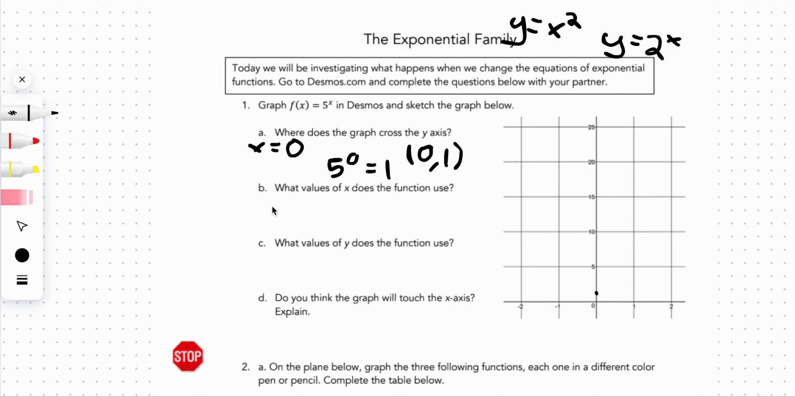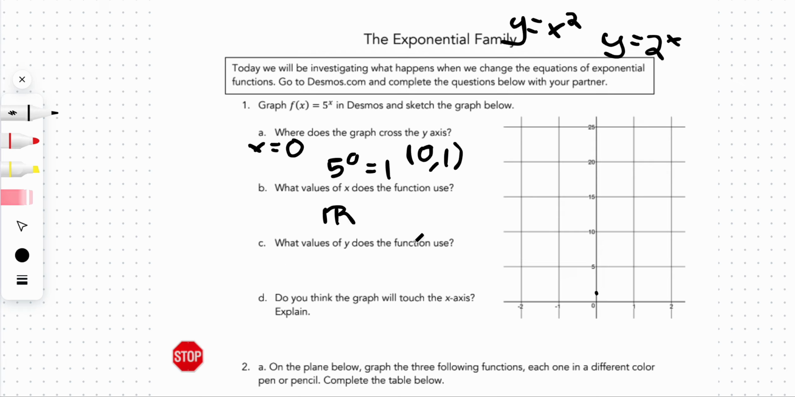Okay. Now, what values of x does this function use? This question is getting at the domain of the function. So, what possible values for x can we plug in here? Can we plug in -1? Can we plug in -500? Can we plug in 0, 1, 500? Yeah, we can plug in any number we want, right? There's going to be no restrictions on the number we raise 5 to. So we're going to say all real numbers.